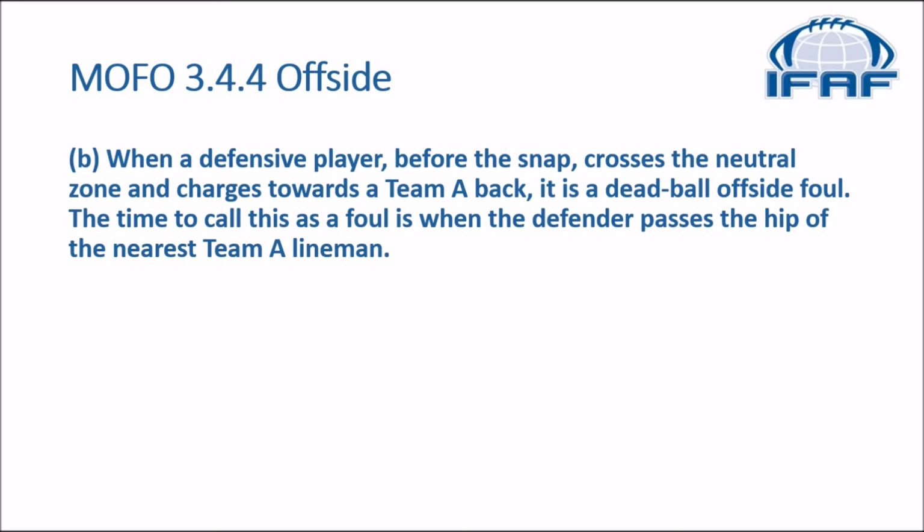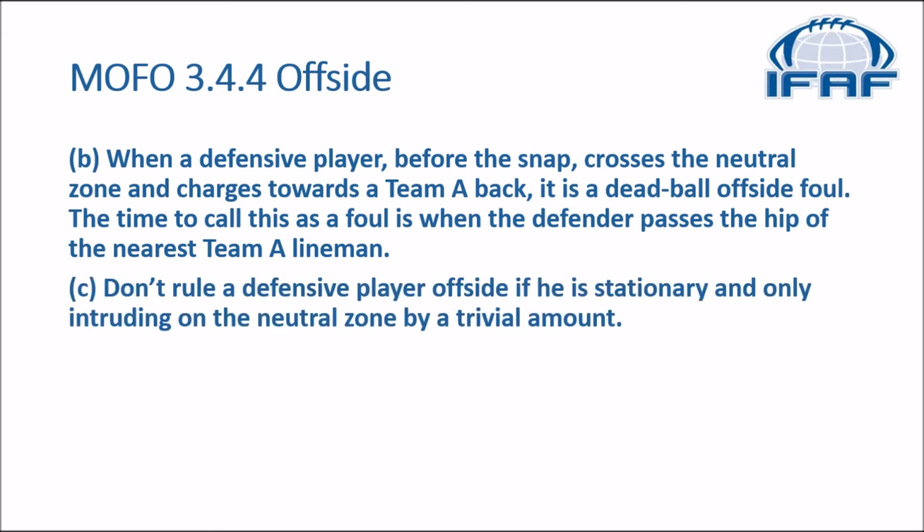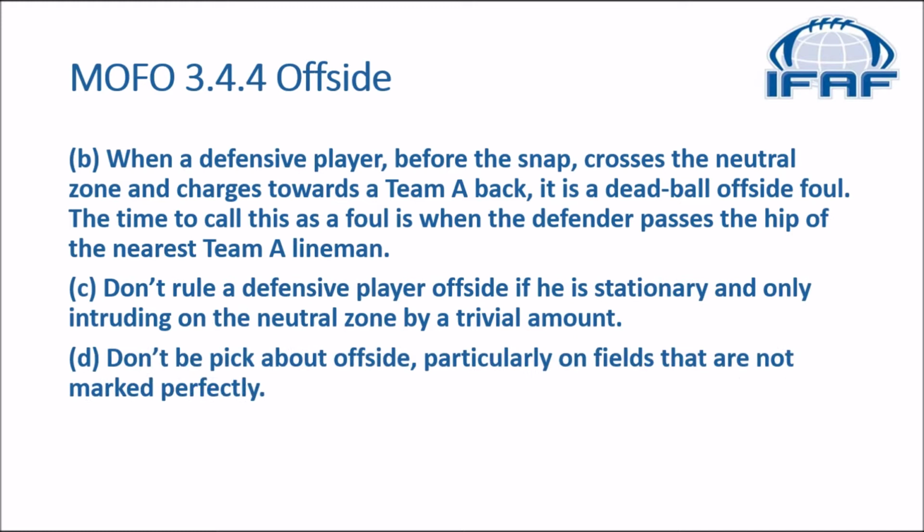B says, when a defensive player before the snap crosses the neutral zone and charges towards a team A back, it is a dead ball offside foul. The time to call this as a foul is when the defender passes the hip of the nearest team A lineman. C goes on to say, don't rule a defensive player offside if he is stationary and only intruding on the neutral zone by a trivial amount. D, don't be picky about offside, particularly on fields that are not marked perfectly.